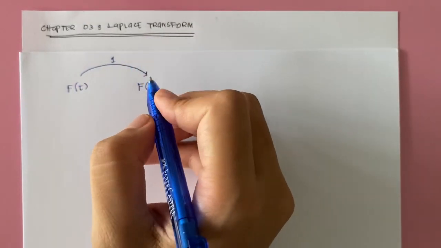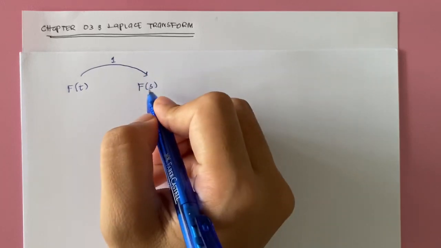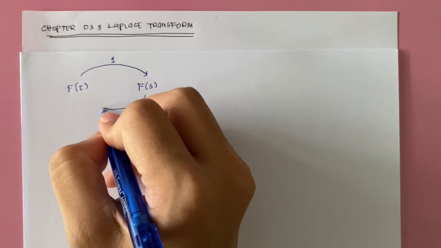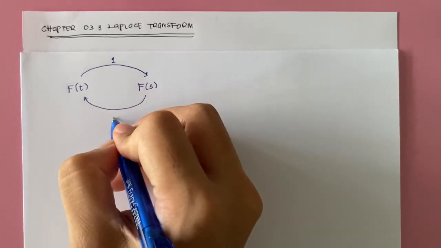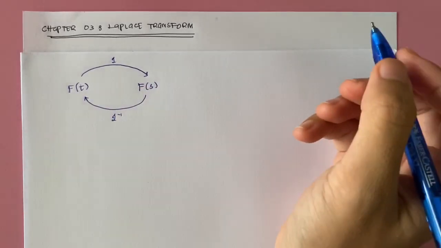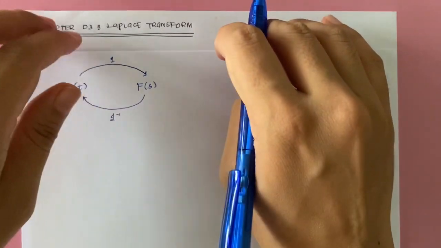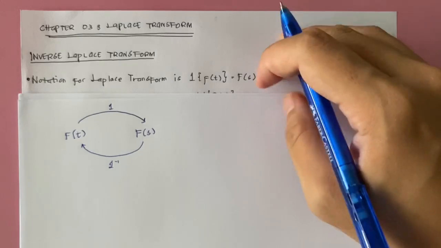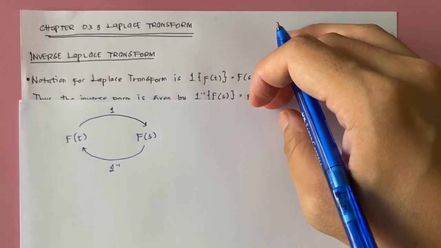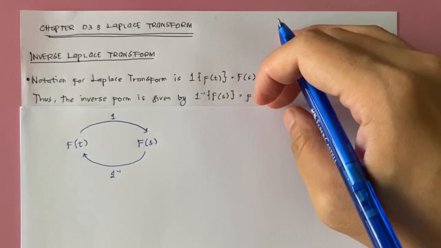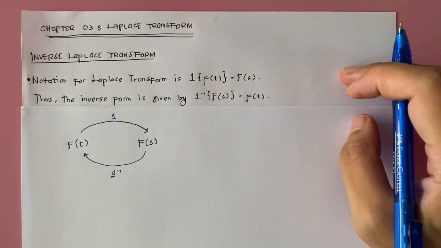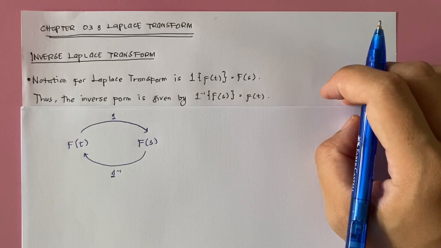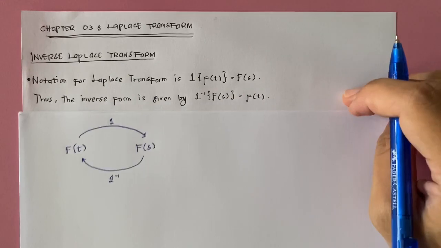Now, what if we have F(s), then we want to find the f(t) for the F(s)? So what you need to do is to find the inverse Laplace transform. So for today's topic, we're going to discuss the inverse Laplace transform. The notation for Laplace transform is L of f(t) is equal to F(s). For the inverse form, we have inverse Laplace of F(s) is equal to f(t).